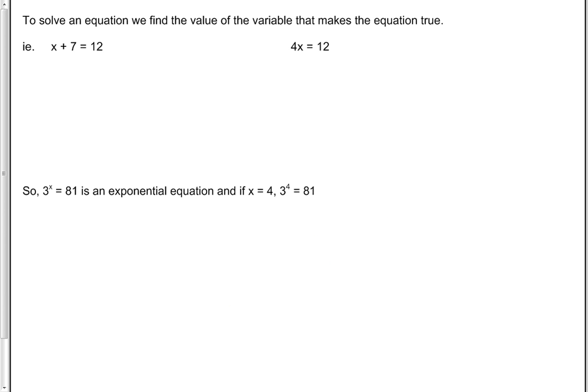All right, now some math ones. To solve an equation, we find the value of the variable that makes the equation true. So, going back to lines, if we have x plus 7 equals 12, we know that we could subtract 7 from both sides. So if I had a value of 5, that would make that statement true. 5 plus 7 is 12. 4 times what is 12? If x were 3, we would have a true statement. It's the same for solving exponential equations. If 3 to the x equals 81, it's an exponential equation, and if x equals 4, I have a true statement.